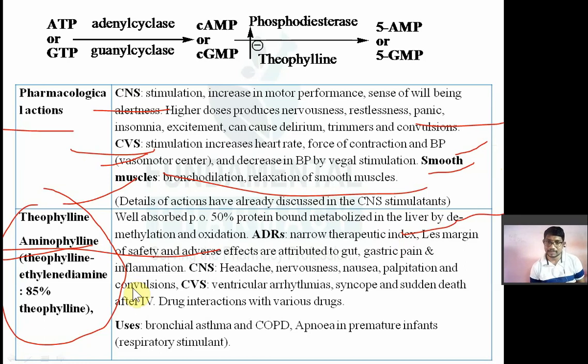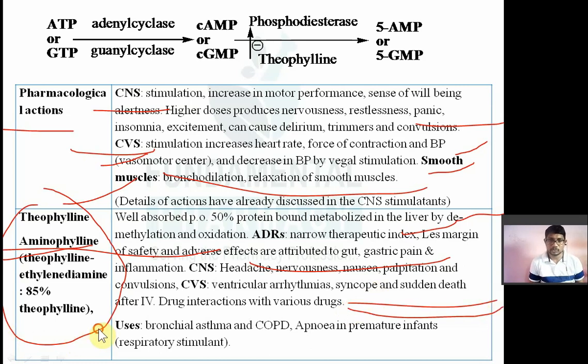Adverse drug reactions: it is a narrow therapeutic index drug and has a small margin of safety. Adverse reactions are attributed to the GIT: gastric pain, inflammation, headache, nausea, vomiting, convulsion, palpitation. In the cardiovascular system it can produce ventricular arrhythmia, sudden death, and syncope. It has drug interactions with various drugs.